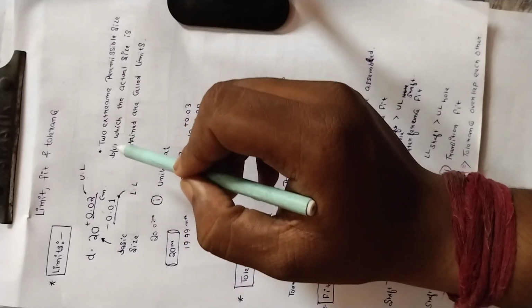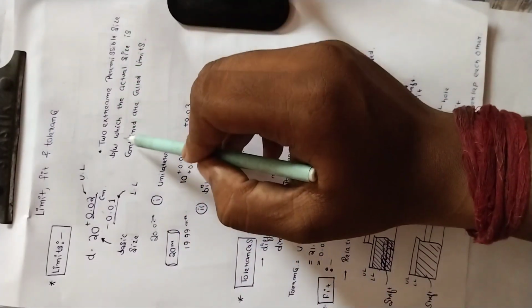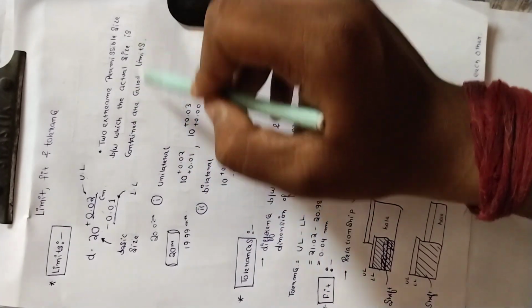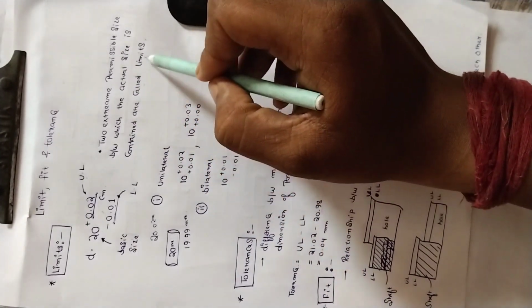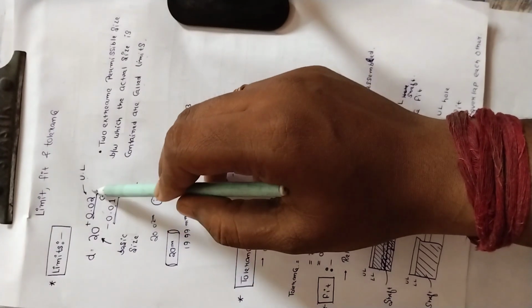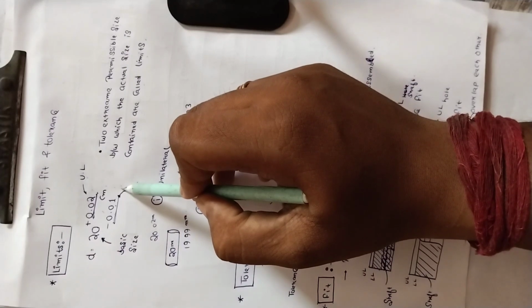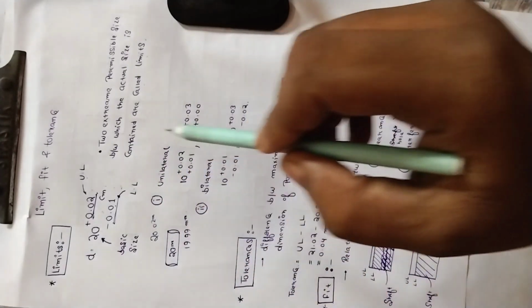Suppose somebody asks you the definition, you will say the two extreme permissible sizes between which the actual size is contained are called limits. So these are the two extreme permissible sizes. In between this we have to manufacture our product. Okay, I think it is clear.